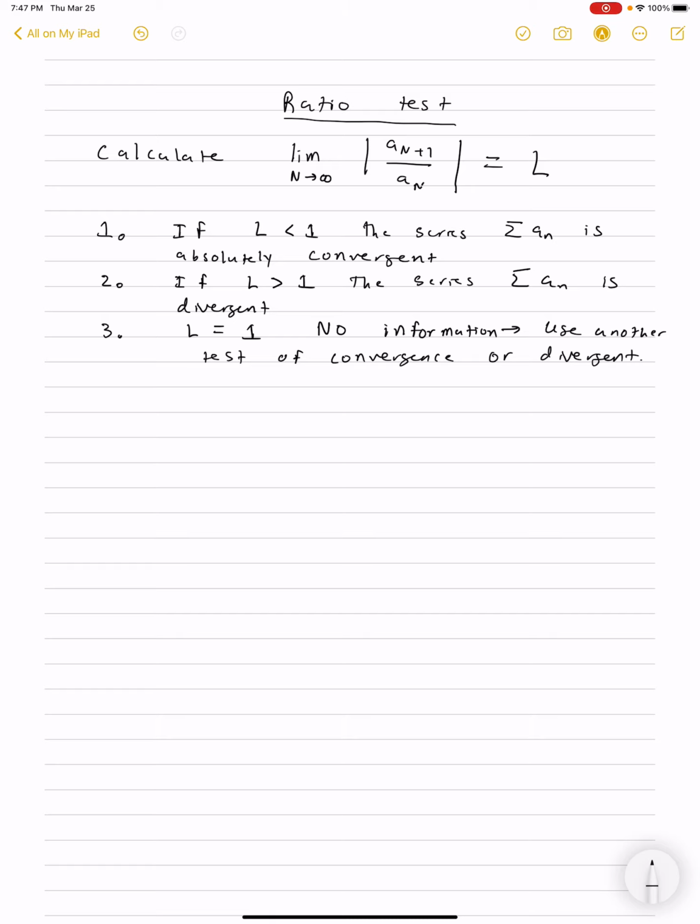Okay, so let's use this test. Okay, and I'm going to consider an example here. Okay, and we'll do two examples, in fact. Is this series convergent or divergent? And we'll use the ratio test.